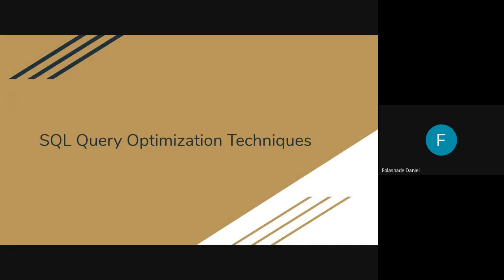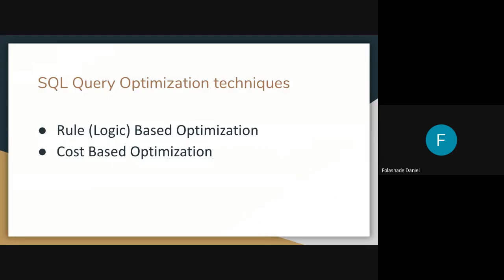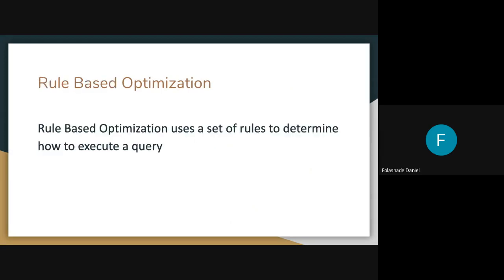So, SQL query optimization techniques. I have the rule-based optimization, which is also the logic-based optimization, and the cost-based optimization. For the rule-based optimization, it uses a set of rules to determine how to execute a query. Take, for example, you are in Cutter and Kush now, and if you want to run some particular queries to get some particular results, there are some laid down rules you have to follow to run a particular type of query. That's the rule-based optimization.